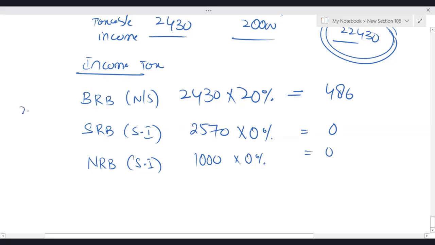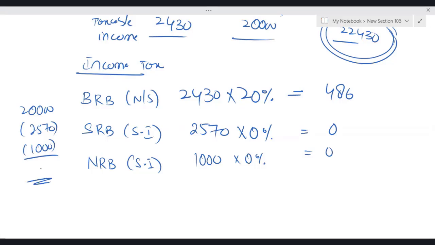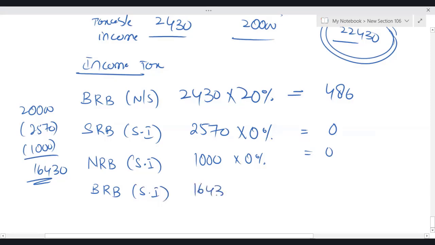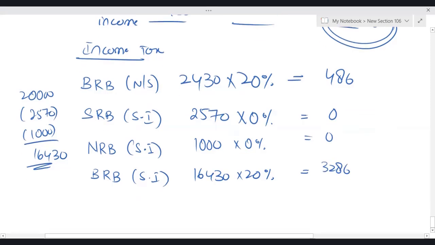So saving income is 20,000. Out of this 20,000, 2,570 we have taken in starting rate band, 1,000 we have taken in nil rate band. How much is still left? 20,000 minus 2,570 minus 1,000, I'm getting 16,430. Obviously, this falls in the basic rate band. Saving income 16,430, where applicable tax rate is 20%. So I'm getting 3,286.